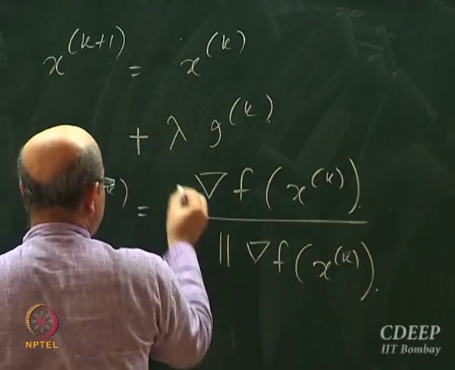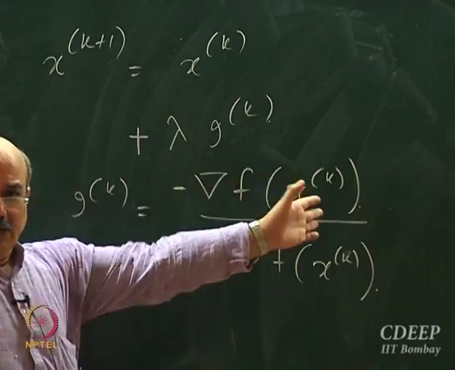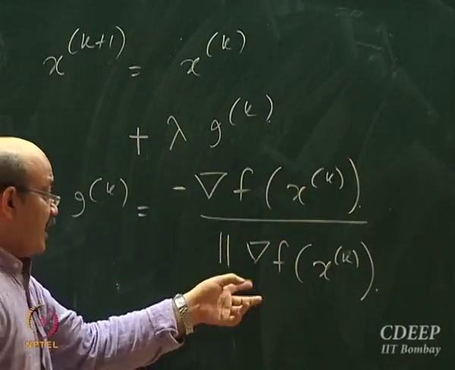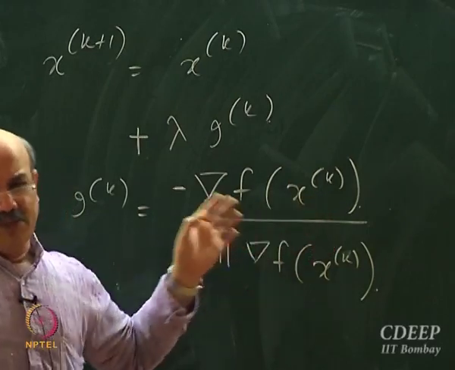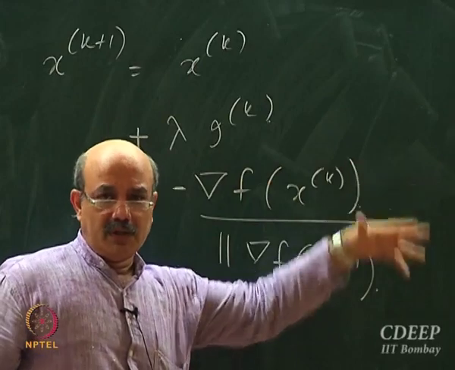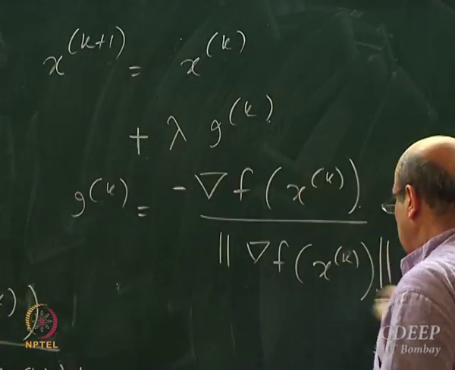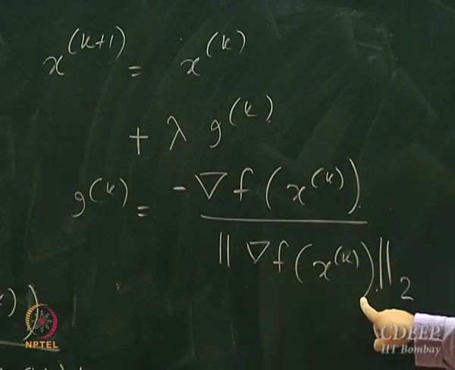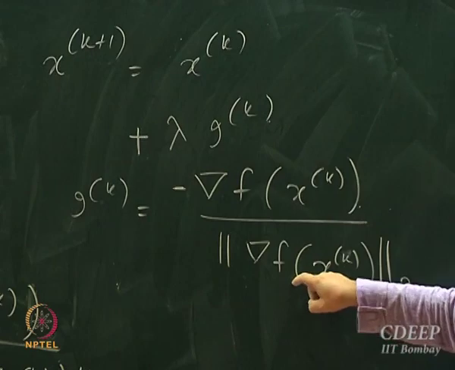Or we can put plus here and take this minus. Doesn't matter. Whichever way you want to look. Negative of the gradient direction. I am taking unit direction along the gradient. Okay? I am looking at two norms. I am not really right now worried about other norms. So these are all two norms. Wherever I am writing norms, these are two norms. So this is my negative of the gradient direction.